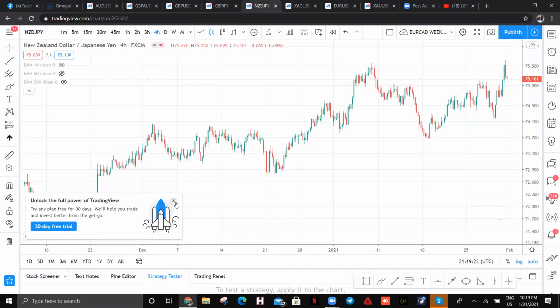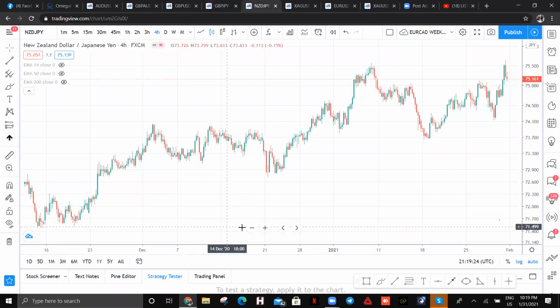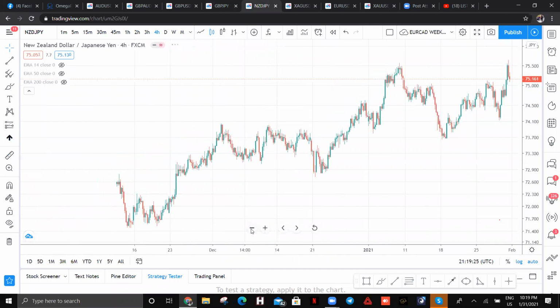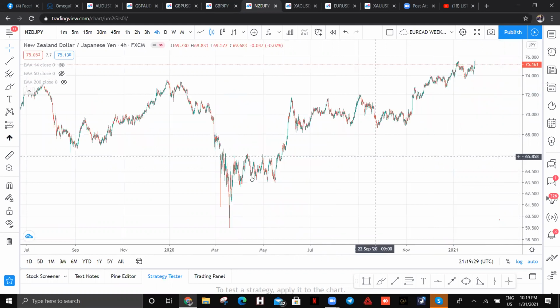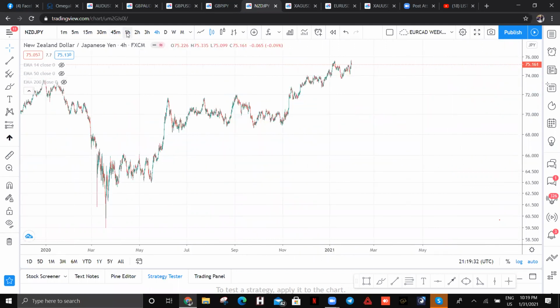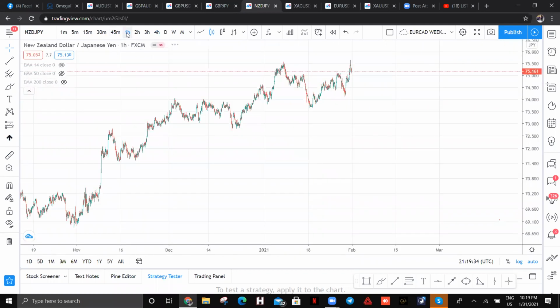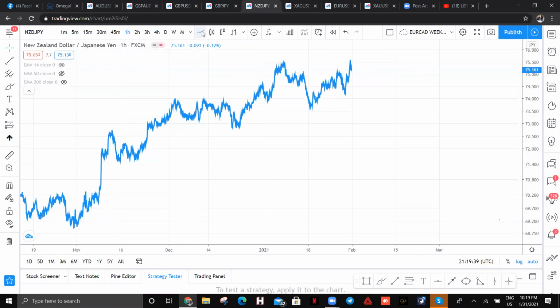Now NZDJPY, I don't know who's trading this cross, but it looks nice. Let me go to H1. Change it to candlestick. Now this is the most, somebody's chatting me up. Hold on.